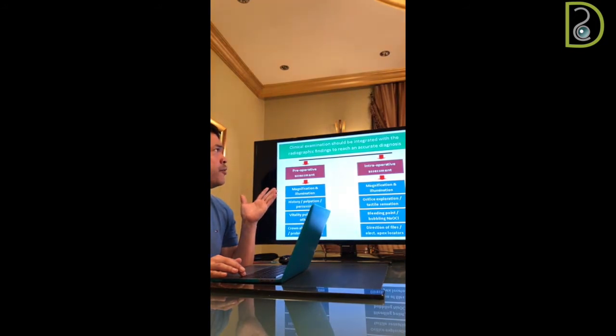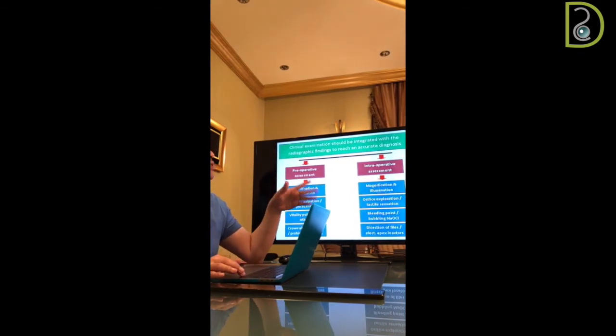So for clinical examination of our radiograph, we have to think about preoperative and intraoperative. The preoperative includes magnification, history, vitality, and crown abnormality. Intraoperative, again, you have to use magnification during examination.